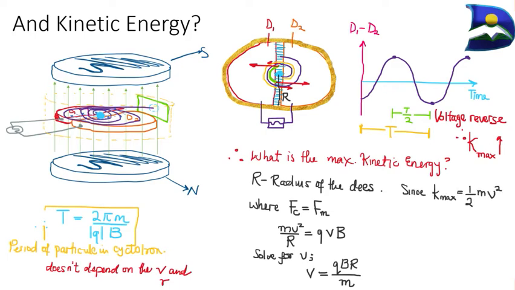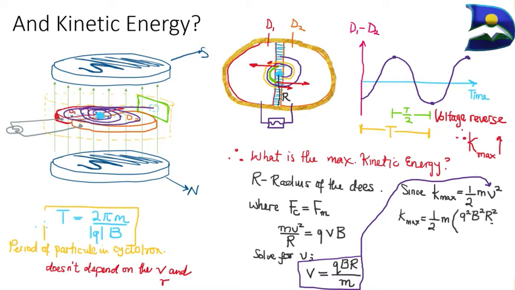Now, since we know that classically the maximum kinetic energy is equal to half mv squared, and we know v to be equal to qBR divided by m, we can put that into this equation and arrive at the maximum kinetic energy, which in this case is expressed as q squared B squared R squared over 2m.